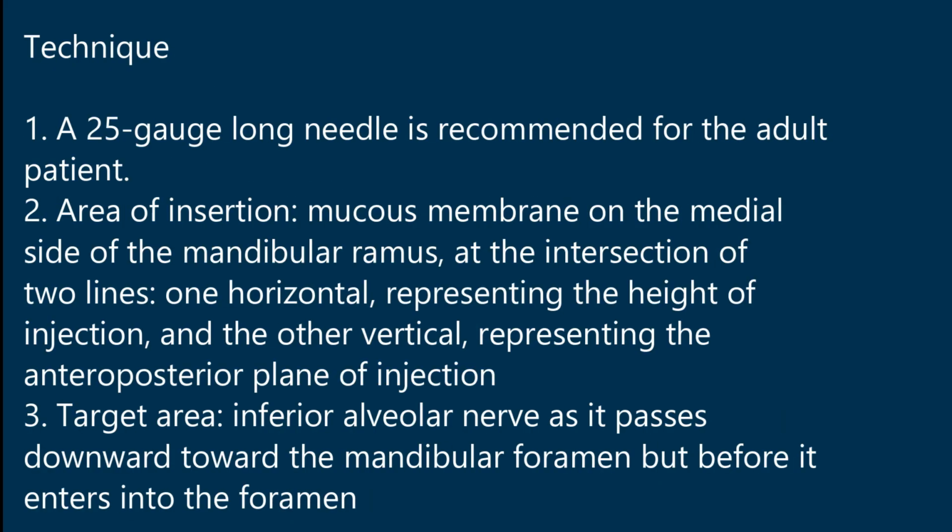Technique. 1. A 25-gauge long needle is recommended for the adult patient. Area of insertion: mucous membrane on the medial side of the mandibular ramus at the intersection of two lines, one horizontal, representing the height of injection, and the other vertical, representing the anteroposterior plane of injection. Target area: inferior alveolar nerve, as it passes downward toward the mandibular foramen, but before it enters into the foramen.